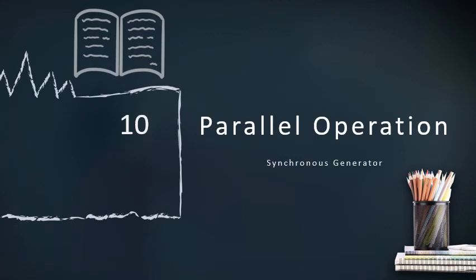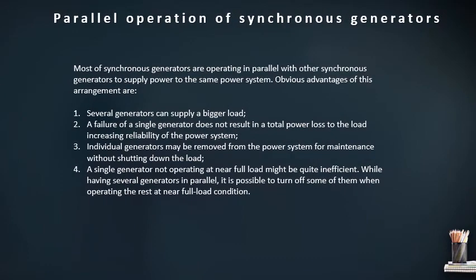The next is the parallel operation of synchronous generators. So why do we need parallel operation? Most synchronous generators operate in parallel with other synchronous generators to supply power to the same power system. Obvious advantages of this arrangement are: number one, several generators can supply a bigger load. Number two, the failure of a single generator does not result in a total power loss to the load, increasing the reliability of the power system.